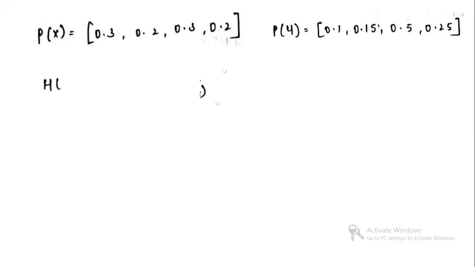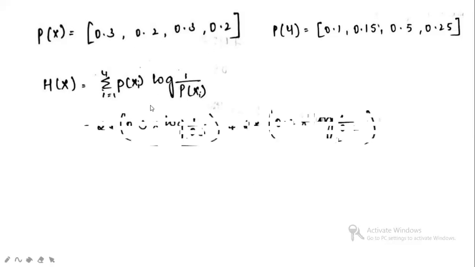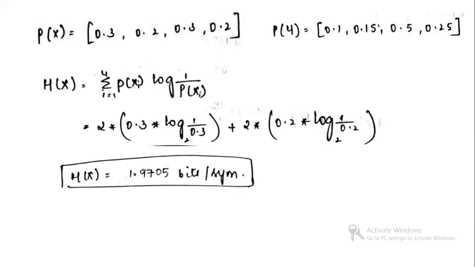From this, we can calculate the input entropy and the output entropy using the formula H(X) equal to summation i equal to 1 to 4 P(xi) into log of 1 by P(xi). So this is the input entropy. Using these probability values and substituting in the equation, we get H(X) as 1.9705 bits per symbol.